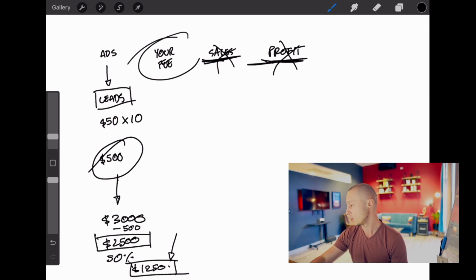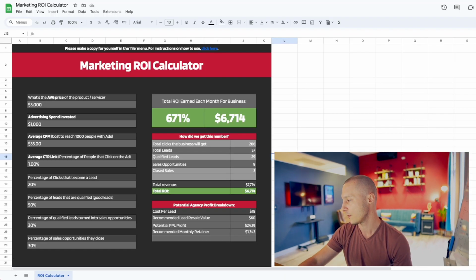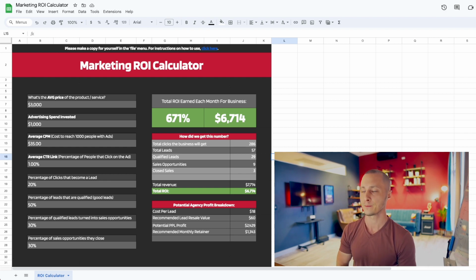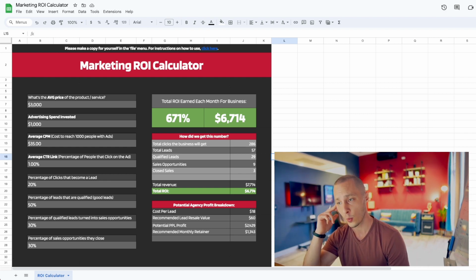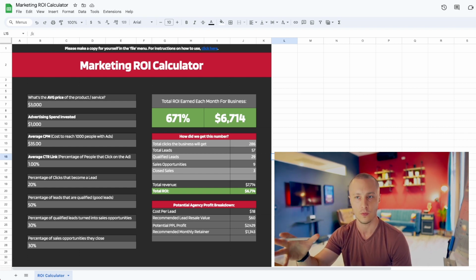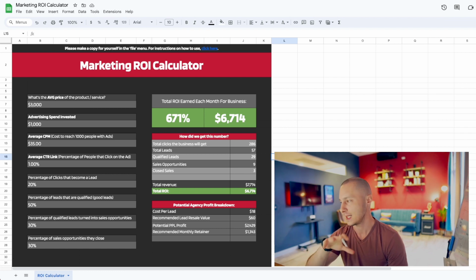Because if they do, then you can calculate your income and you can calculate the value that you create for them. So let's switch over to a different thing here. This is a tool, one of many tools that we've built inside of the MBA program just to break everything down for you. But what you're looking at here is something called a marketing ROI calculator.